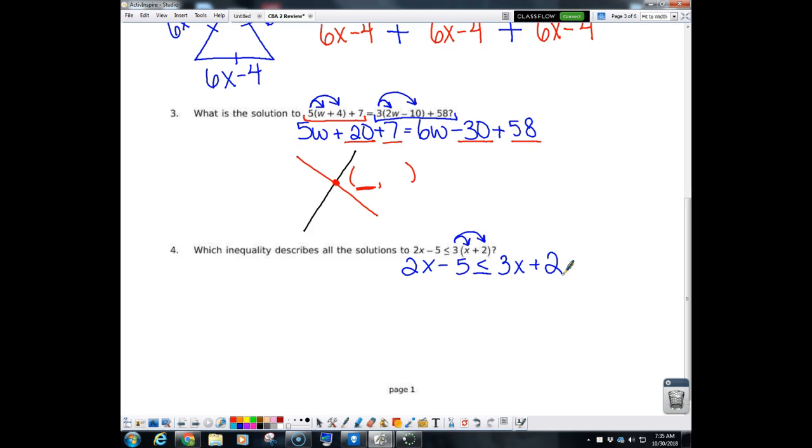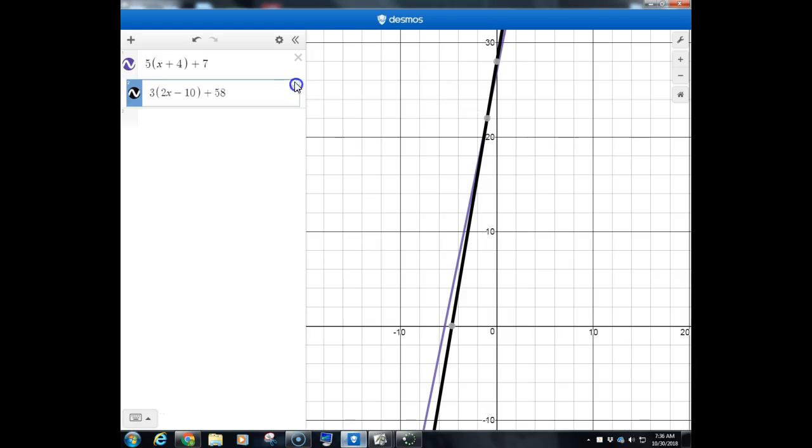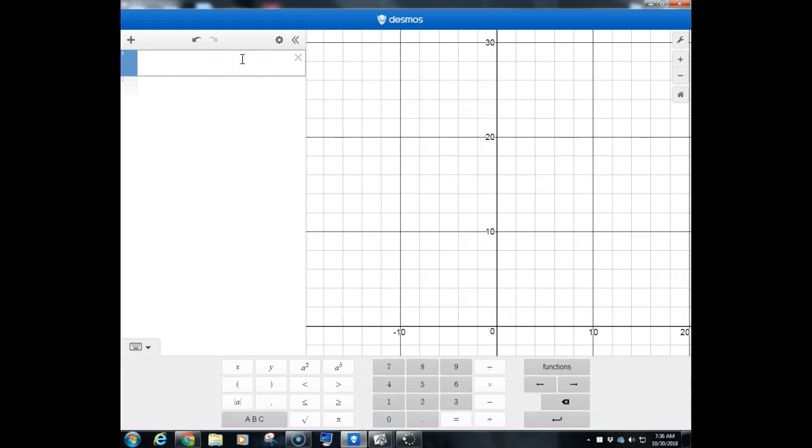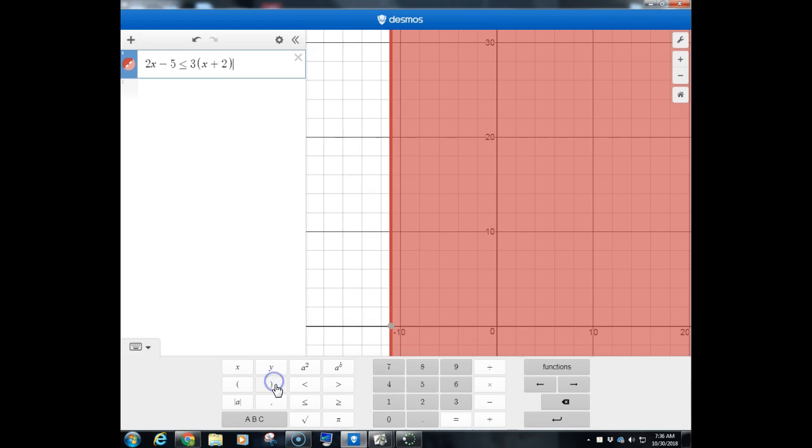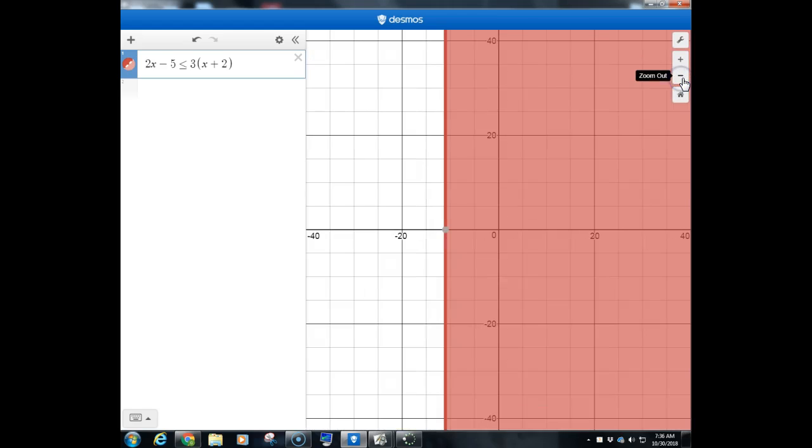Now, with the inequality symbols, you can put the whole thing in one box, okay? So this is how it's going to work. If you go to Desmos, you would type the whole thing on one line. So 2x minus 5 is less than or equal to 3 times the quantity x plus 2, right? So now you have this graph. Let me zoom out so I can see. Okay? You have answer choices.